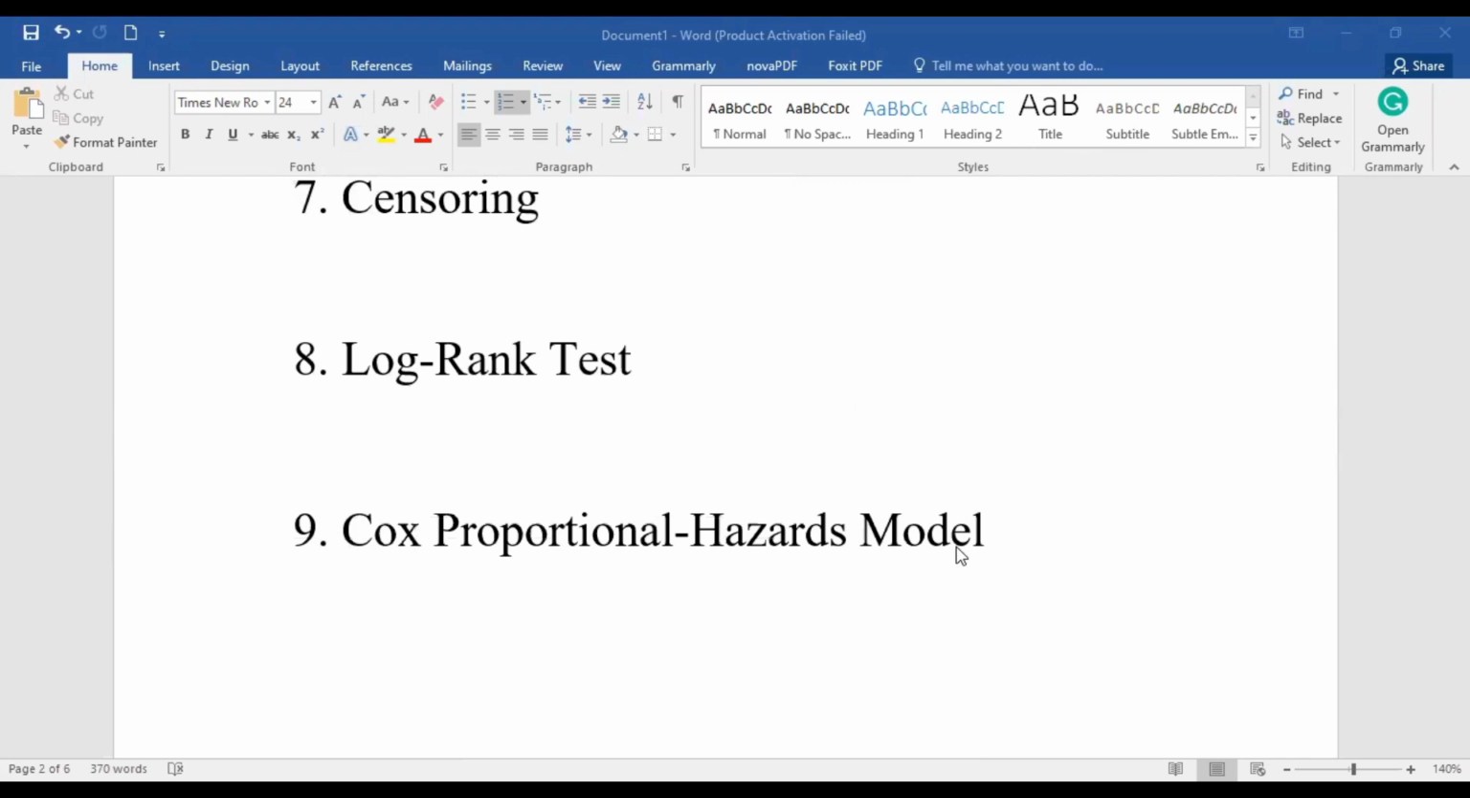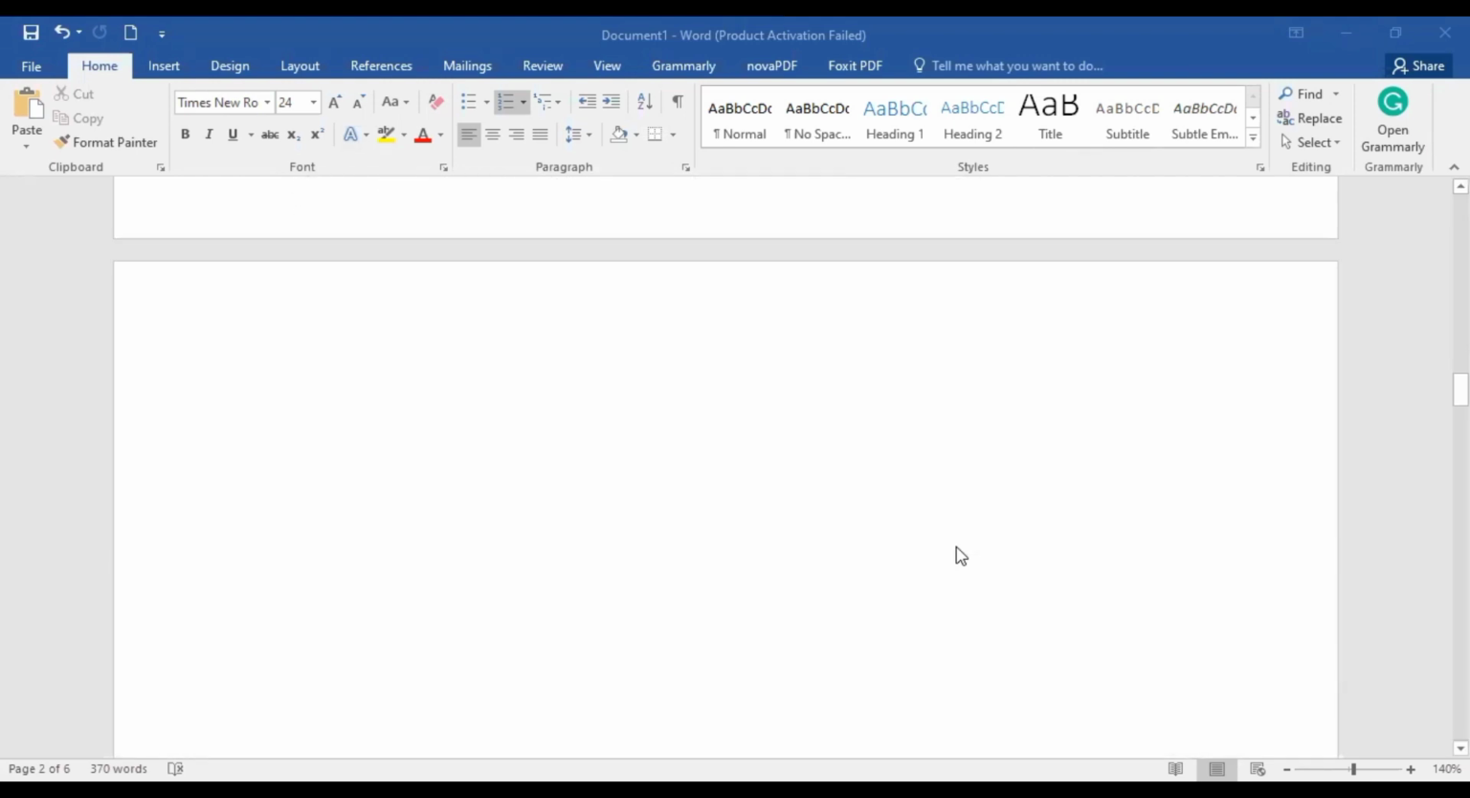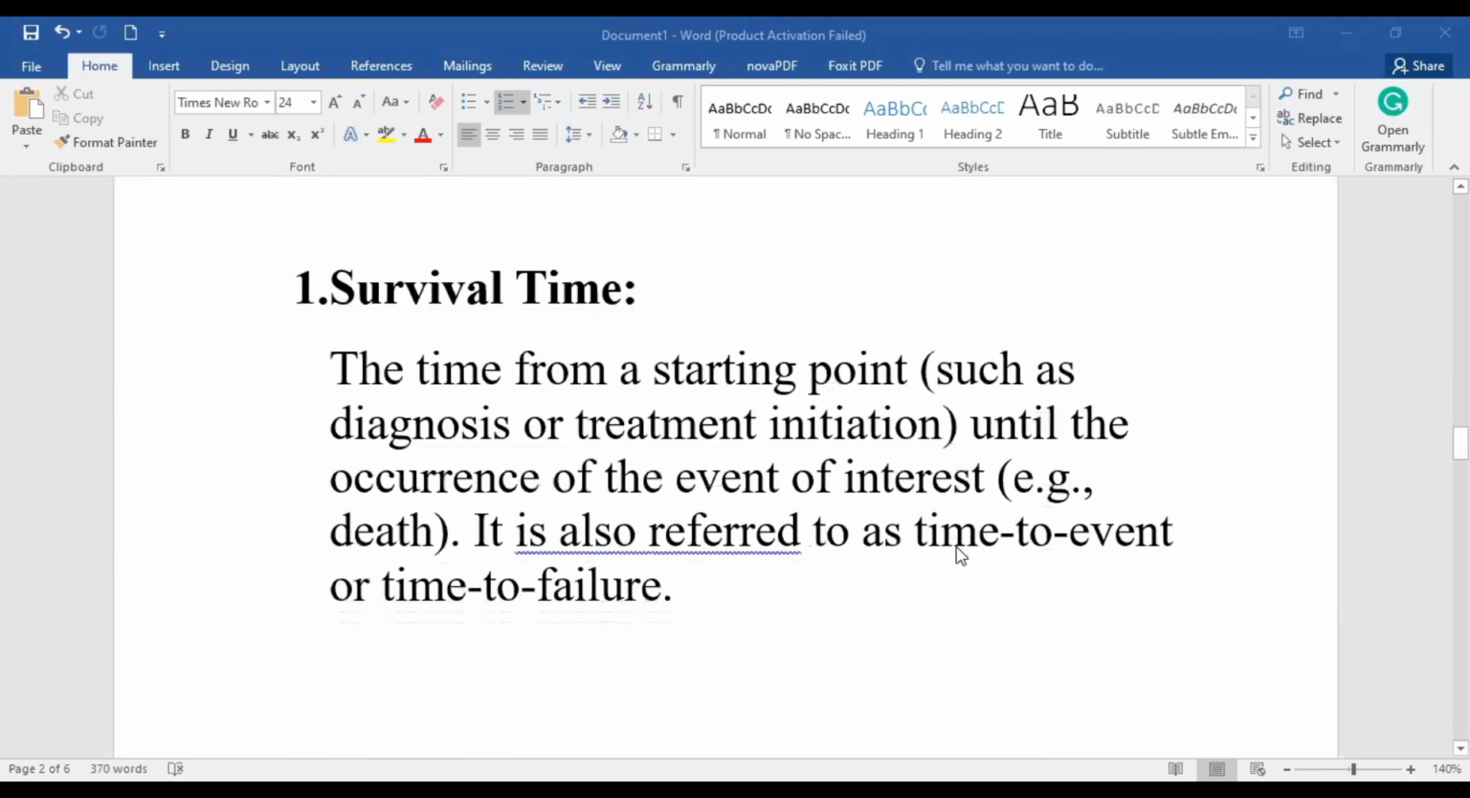Now, what do these terms mean and how are they applied statistically? Now, the first one, which is survival time, is basically the time from a starting point, such as the diagnosis or treatment initiation, until the occurrence of the event of interest. Example, death. It is also referred to as time to event or time to failure.